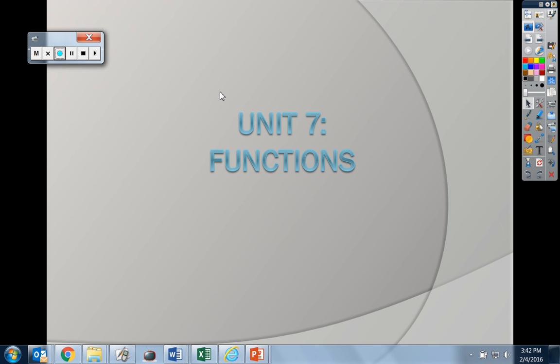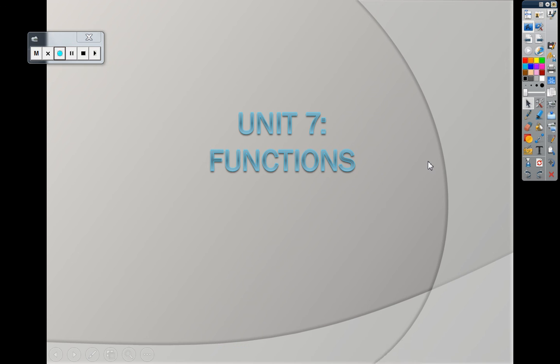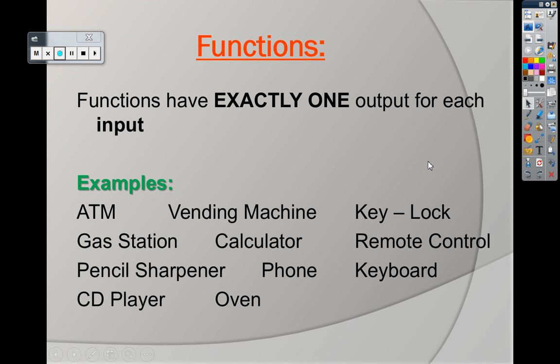Okay, so this is going to be our notes for our Unit 7 on functions. So a function has exactly one output for each input. So if one thing comes in, exactly one thing comes out.